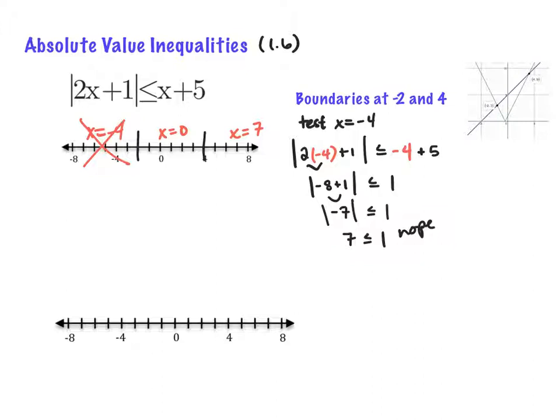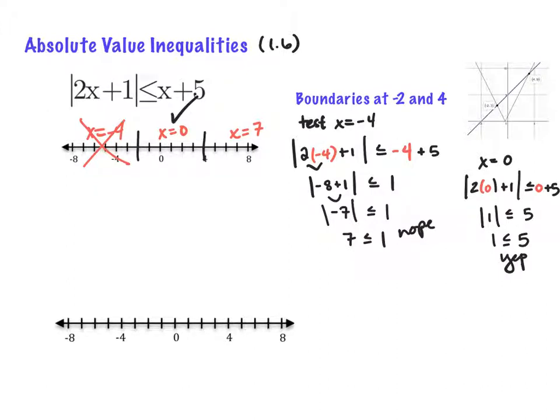Next up, I'm going to test x equals 0. So I've got absolute value of 2 times 0 plus 1 is less than or equal to 0 plus 5. This one's quite a bit less work because of those zeros. The 2 times 0 gives me nothing, so I've got plus 1 left. So absolute value of 1 is less than 5. Absolute value of 1 is just 1. 1 is less than 5. That is true. So my middle section is good.